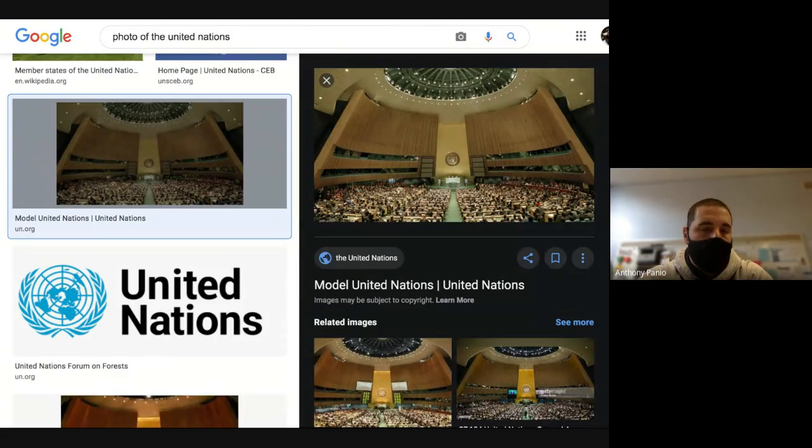The United Nations is set up very much similar to how the United States is set up in terms of how our government operates. So we'll have our legislative branch, right? They're the ones who make the laws. Well, the United Nations is going to have a General Assembly. We have our president in the executive branch, right?